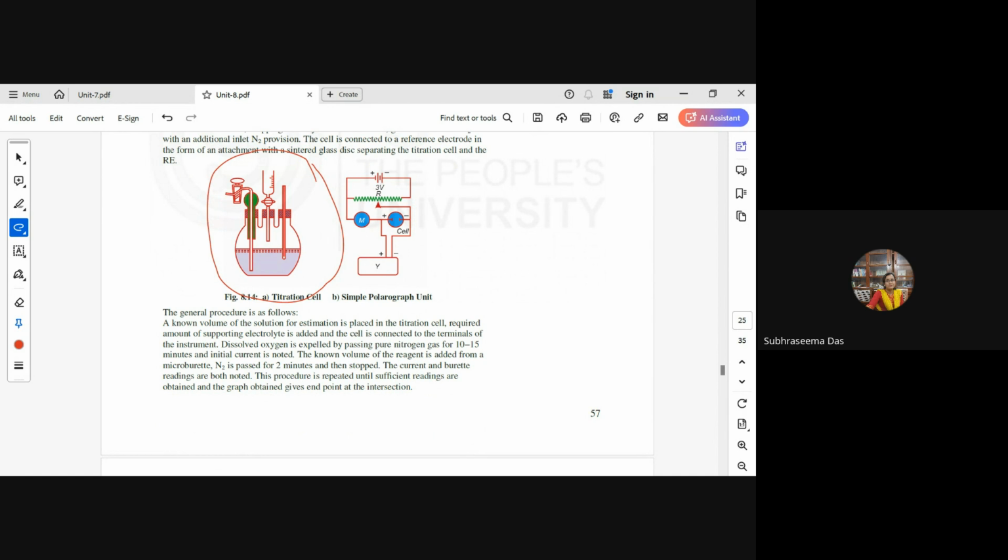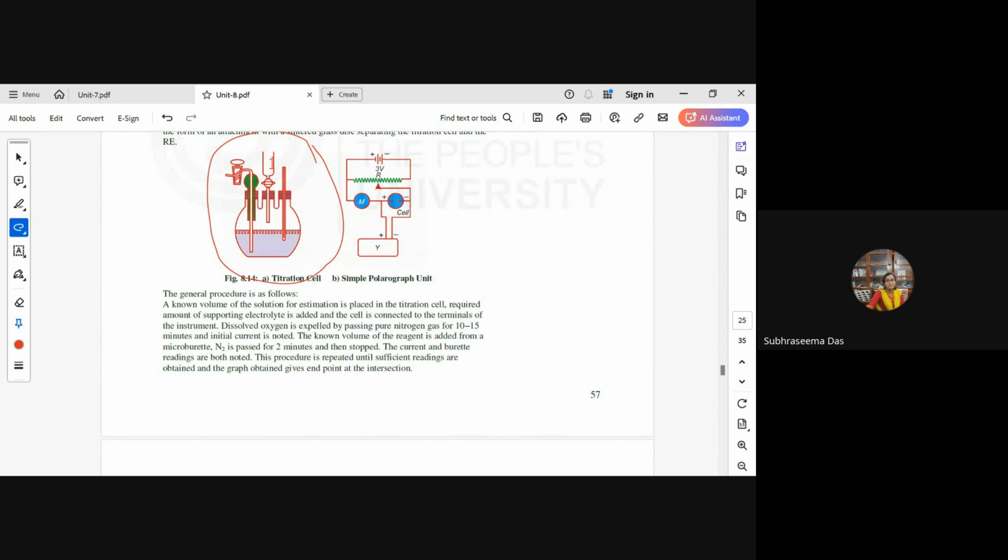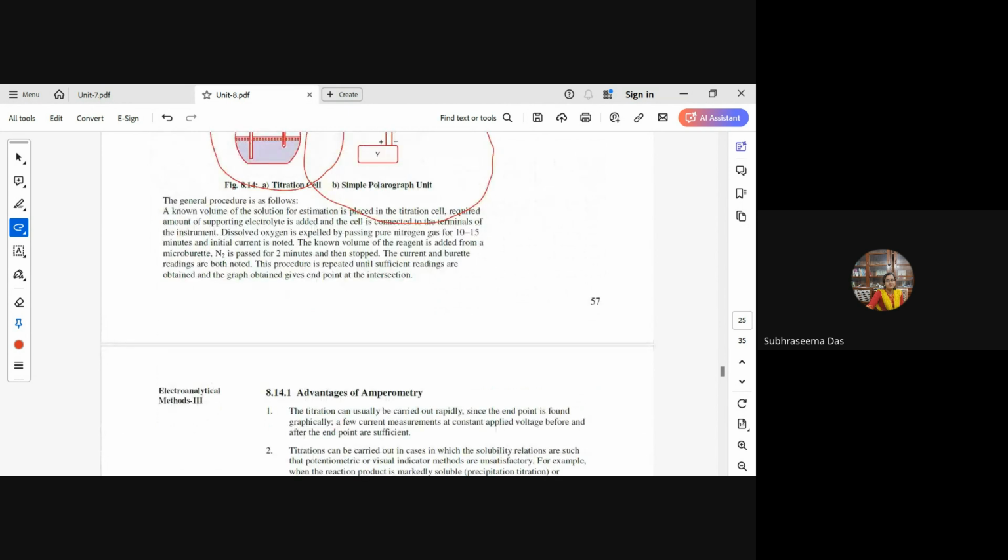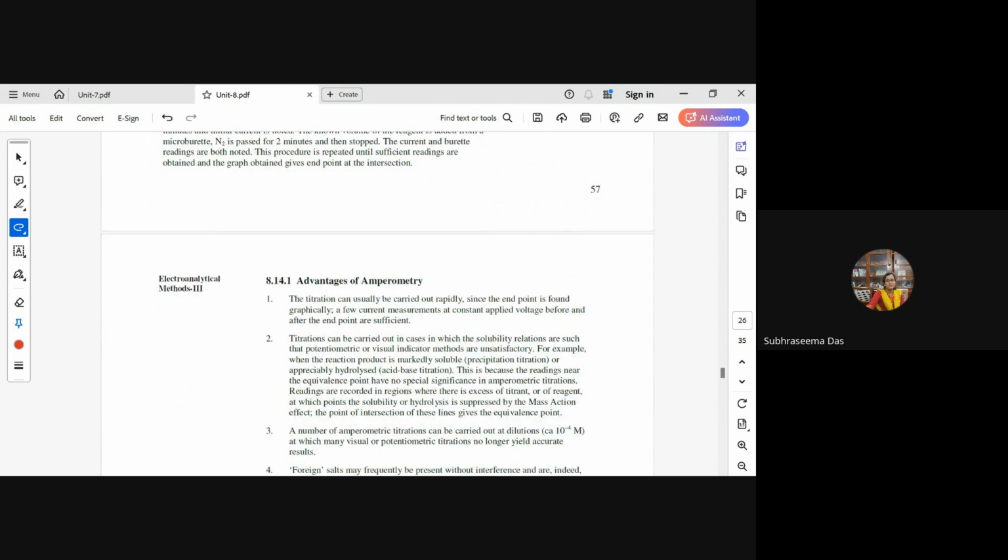The known volume of the reagent is then added from a microburette. Nitrogen is again passed for 2 minutes and then is stopped. The current and burette readings are noted at this point of time. This procedure is continuously repeated until sufficient readings are obtained and the graph gives an endpoint at the intersection. So this is a simple polarographic unit and this is the general working procedure for obtaining a polarogram or an amperometric titration.